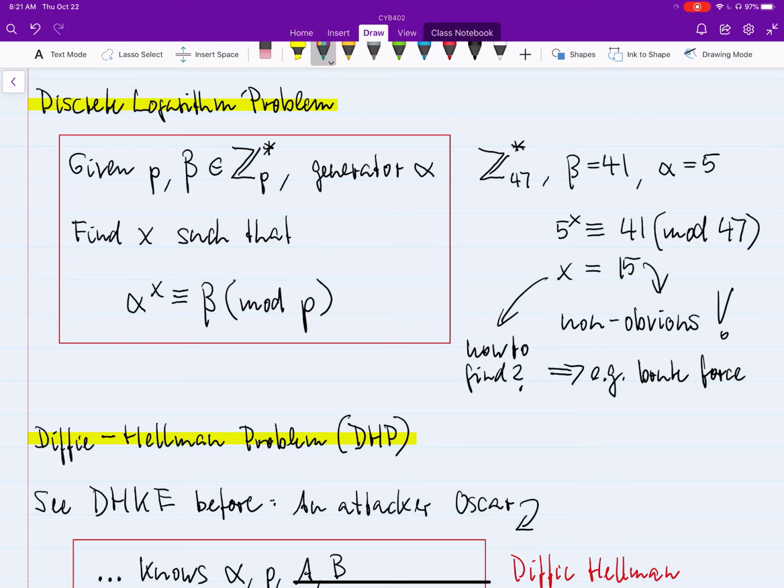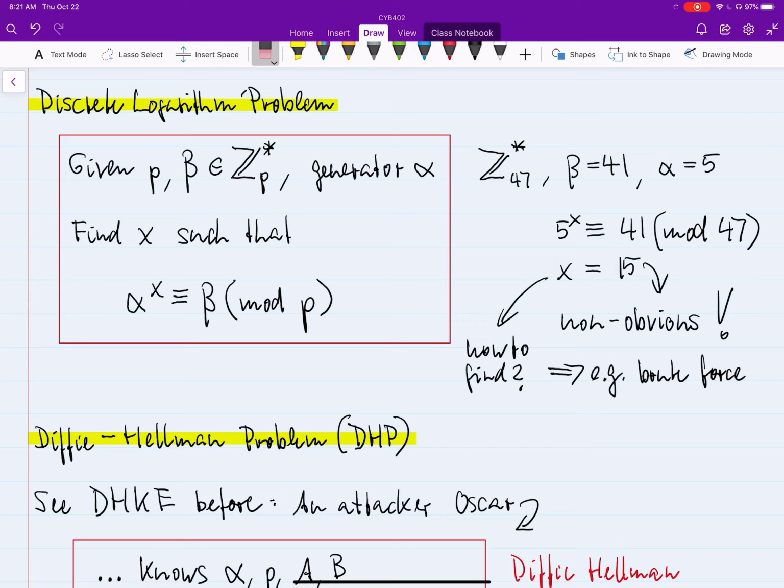Why is it a logarithmic problem? Because solving for x, the exponent, of course leads to a logarithm. And it's a discrete logarithm because we also have the mod p here, which is something unusual that you normally do not see in logarithmic problems.